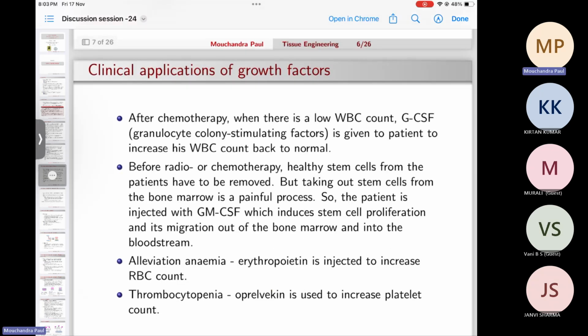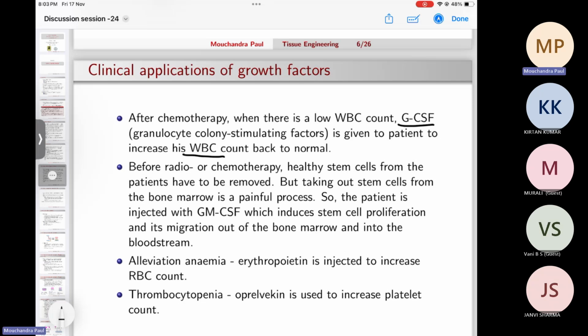Clinically, people are using growth factors. How? These are some of the examples. After chemotherapy, when the patient has a low WBC count, the patient is given the growth factor GCSF, granulocyte colony stimulating factor. It is injected directly into the bloodstream, and through this growth factor, the doctor is capable of increasing the WBC count in the patient.